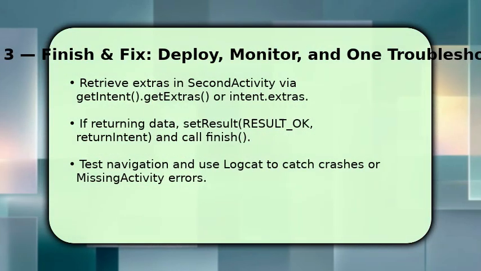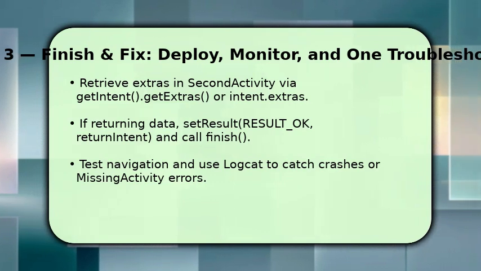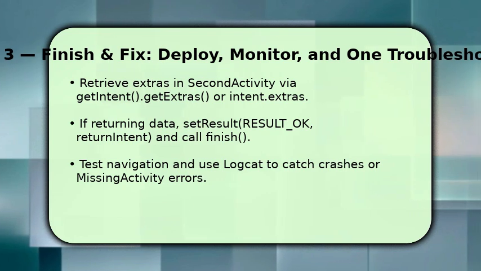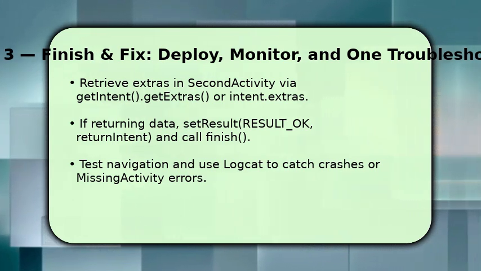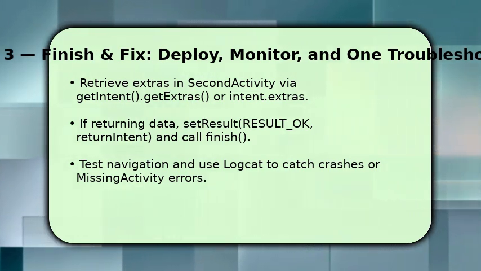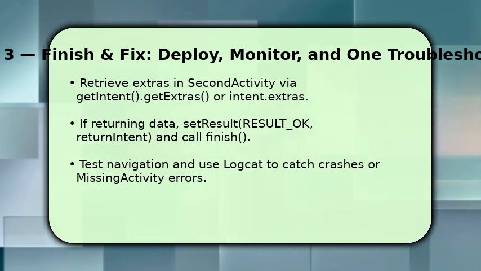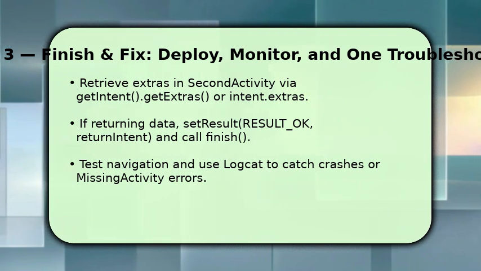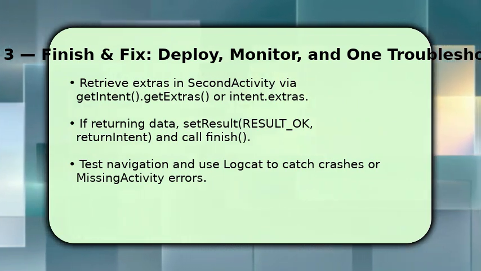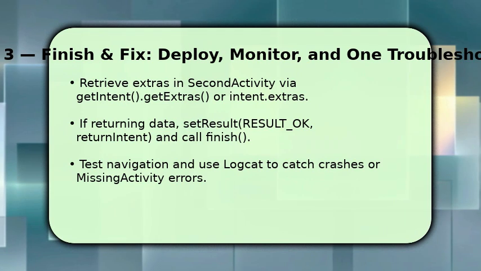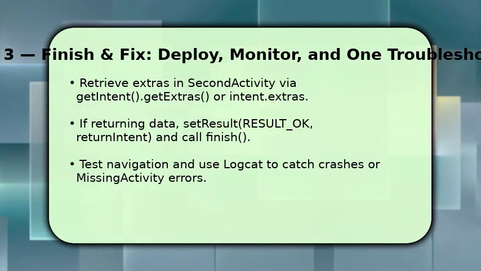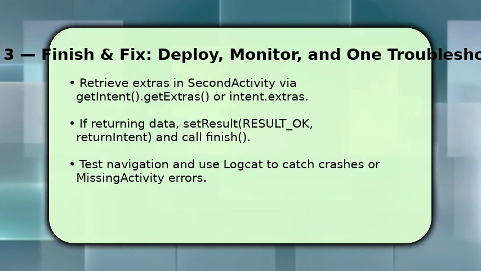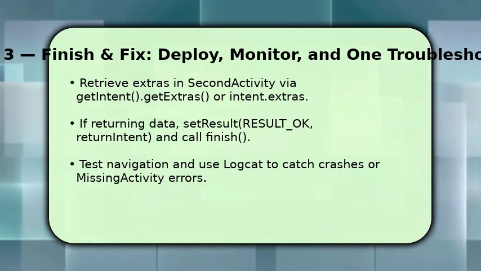Finally, handle the incoming intent in SecondActivity and finish navigation cleanly. Read extras using getIntent or intent.extras so your second screen shows the right data, and if you need to return results, call setResult and finish to send data back. Once implemented, run the app and test flows. Make sure transitions feel natural and that back navigation works. If something goes wrong, check Logcat for missing activity or null pointer exceptions, and verify manifest entries and context usage.